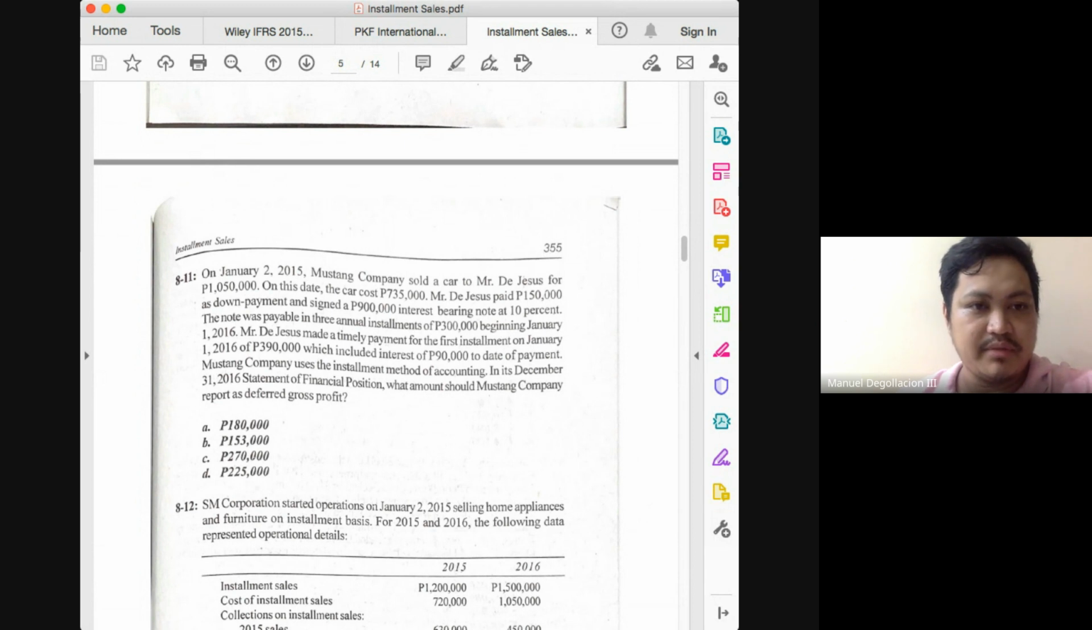Then you will just have to determine the markup rate. Since the sales price is 1,050,000 and the cost was 735, 735 divided by 1,050 will give you 70%. So the cost ratio is 70% and the gross profit ratio is 30%. You just multiply the 30% with the balance of the receivable we've computed, which was 1,050,000 minus 150 minus 300, so 600. 600 times 30% will give us 180,000.